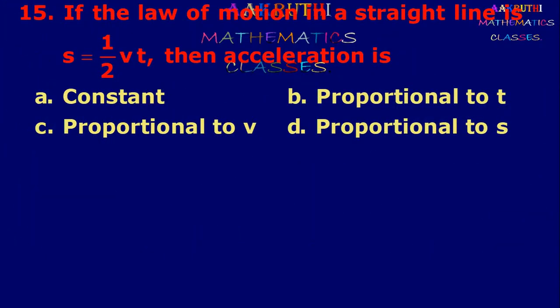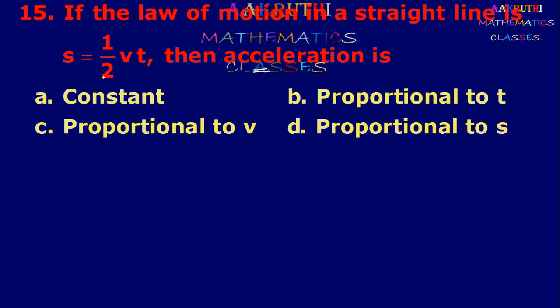We discuss question number 15. If the law of motion in a straight line is s equal to half vt, then acceleration is. So here s equal to half vt, you have to find acceleration. Whether it is constant, or proportional to t, or proportional to v, or proportional to s. So here you have to find acceleration is proportional to which quantity.